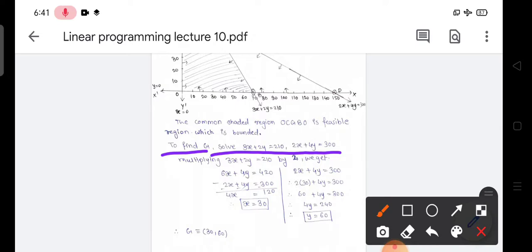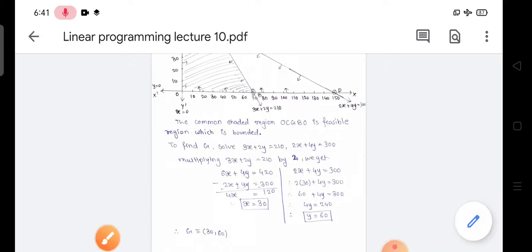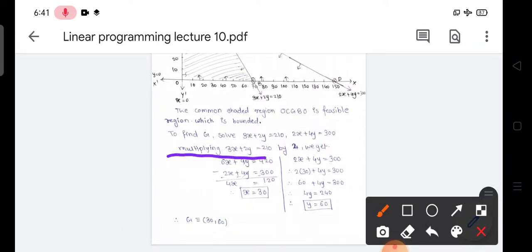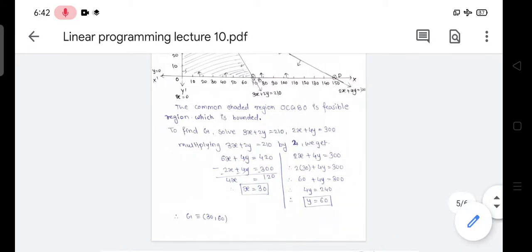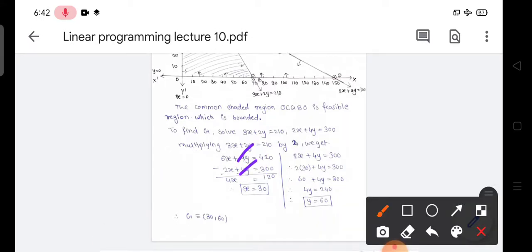No term is the same, so if we multiply this equation by 2, we'll get this term as 4y. Multiplying 3x plus 2y equals 210 by 2, we get 6x plus 4y equals 420, minus the equation 2x plus 4y equals 300. So do the subtraction here. 4y minus 4y cancel. 6x minus 2x is 4x. 420 minus 300 is 120. So we'll get the x value as 30.